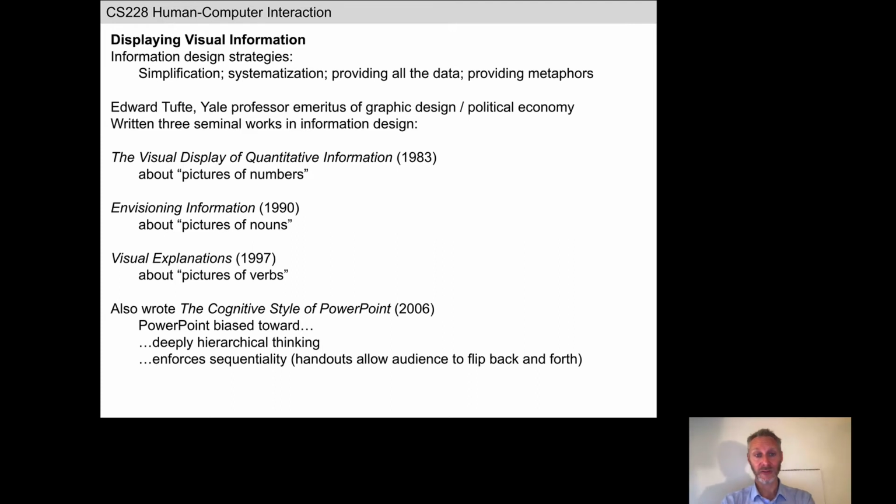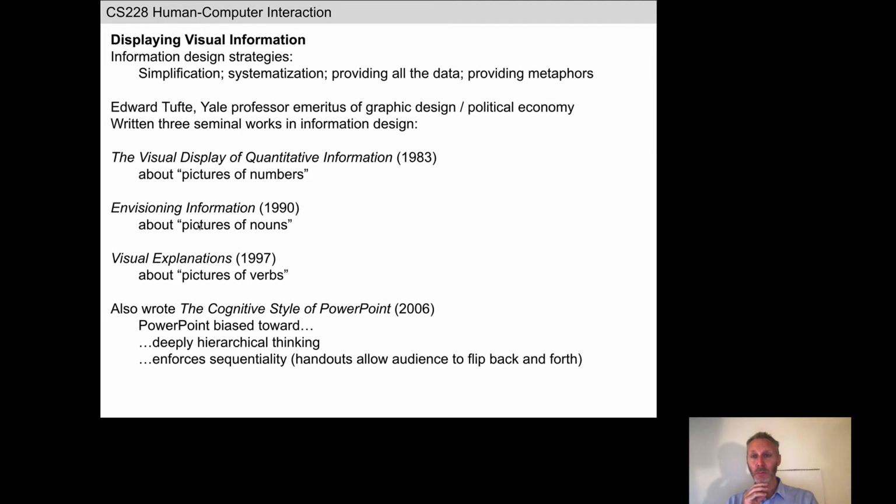Tufte himself summarized his 3 books as pictures of numbers, pictures of nouns, and pictures of verbs. So the Visual Display of Quantitative Information, which I have here somewhere, is about, as he described it, pictures of numbers. So strategies for trying to visualize abstract concepts, things that don't exist out in the world to touch. And the Gapminder website is an example of trying to do that well. We'll talk about some of the strategies of visualizing abstract concepts in a moment.